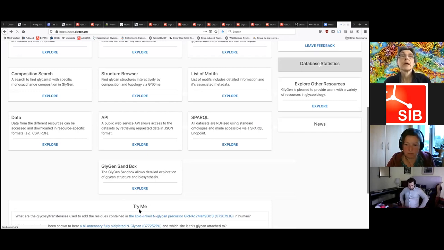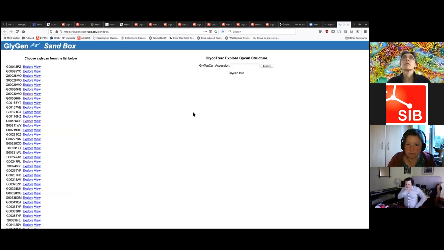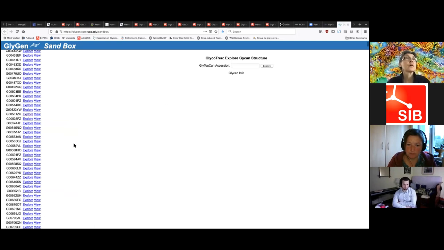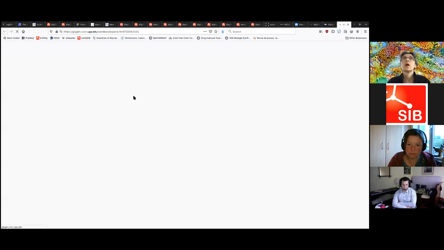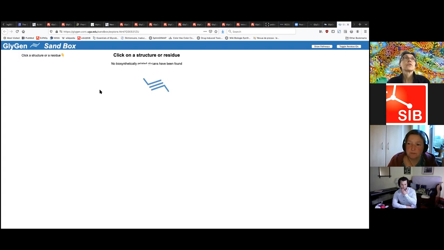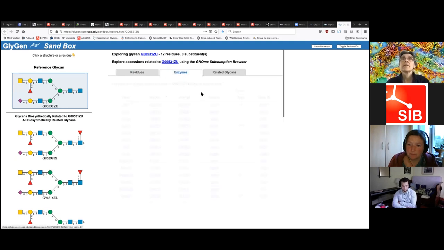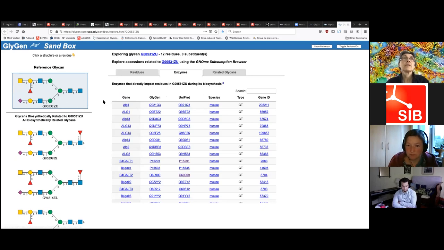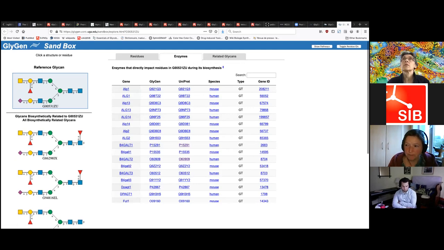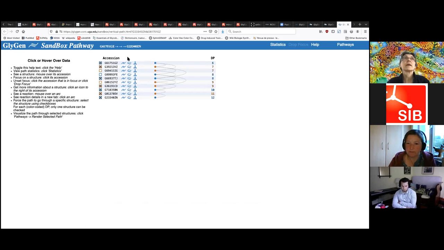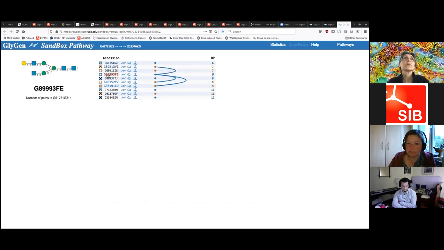Oh, it's here. So the sandbox is really interesting because, yeah, the presentation is not great, but you can explore a particular structure. So you see this residue, so it actually gives you the composition, of course. It gives you the enzymes that are potentially synthesizing this structure, and you can see the different enzymes and how these enzymes are actually acting on different structures.